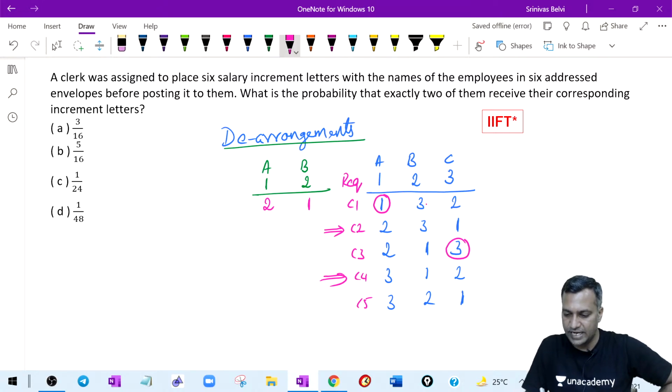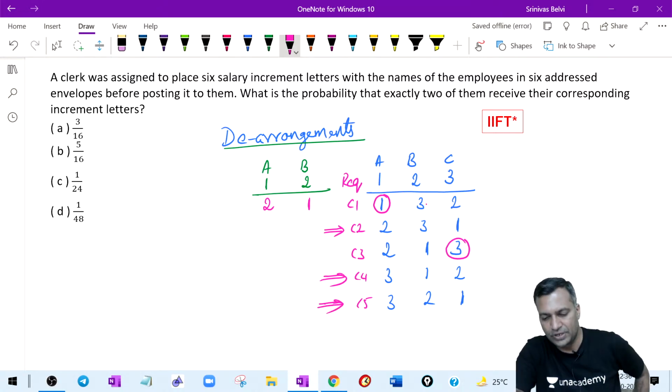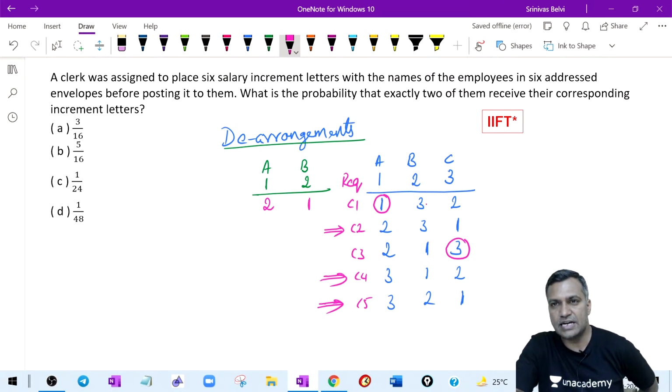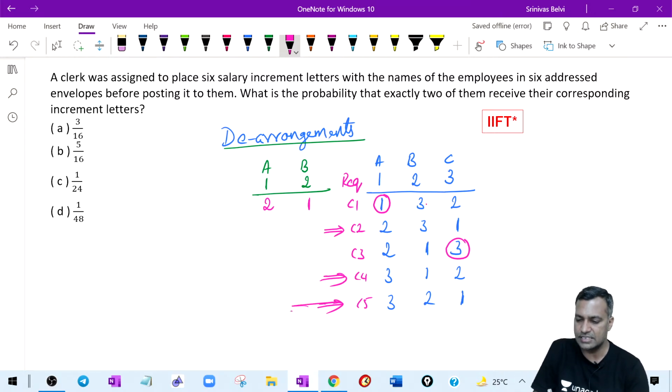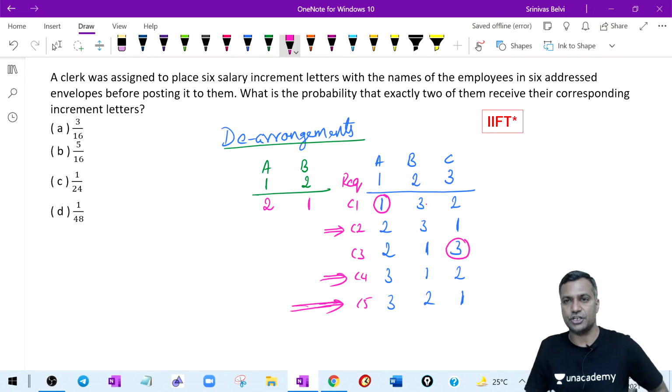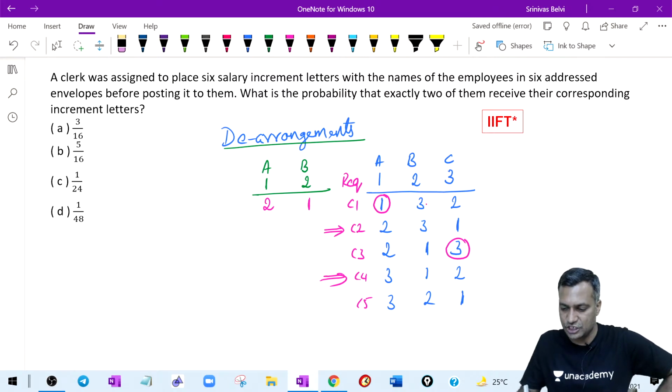Okay, last one, case 5. Is case 5 a dearrangement or not? Very good. It is not a dearrangement because 2 is getting into the rightly addressed envelope. Rupees 2 should be placed in B and rupees 2 is getting placed in B. Therefore, it is not a dearrangement.